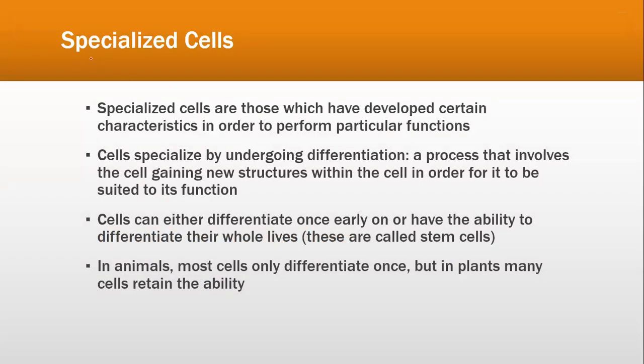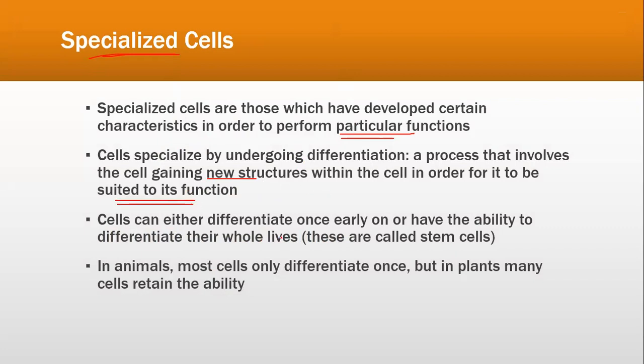We also call them specialized cells. Specialized cells are those which have developed certain characteristics in order to perform particular functions. वो ऐसे cells in that with time they have developed certain characteristics in order to perform particular functions. Cells specialize by undergoing differentiation, which is a process that involves the cell gaining new structures within the cell in order for it to be suited to its functions.